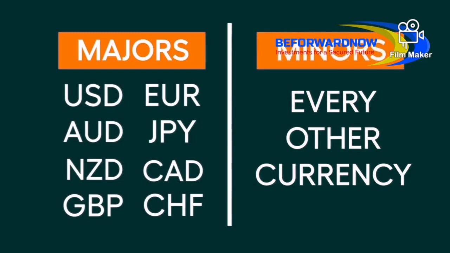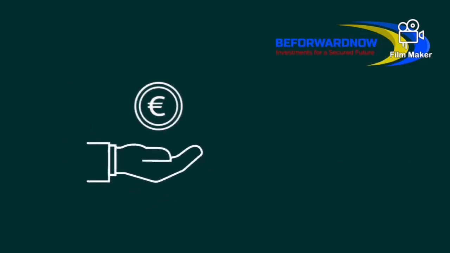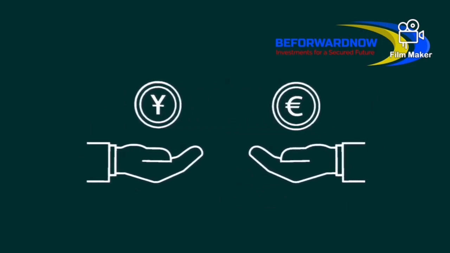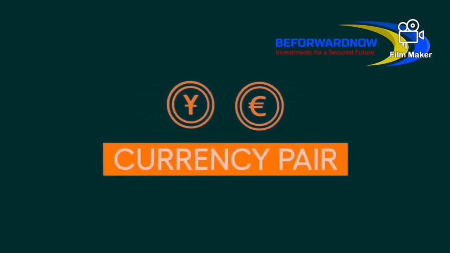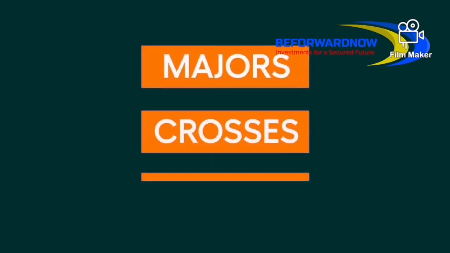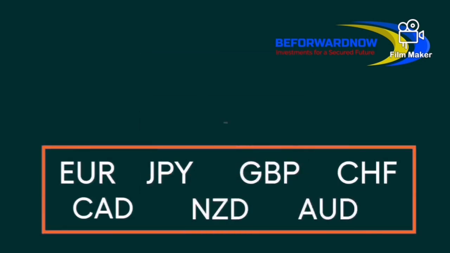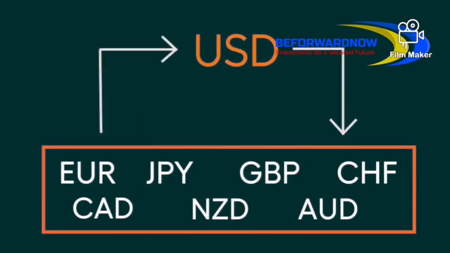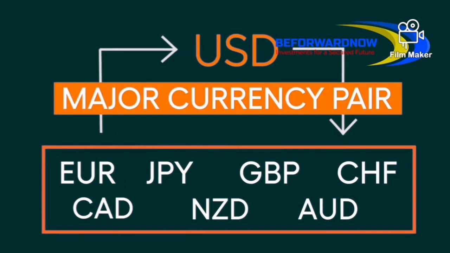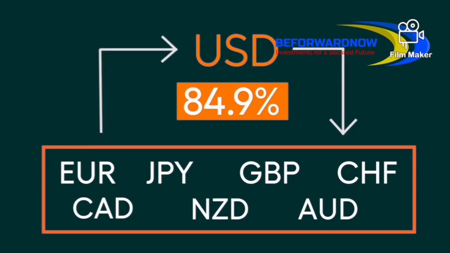As you now know, Forex trading involves selling one currency for another at the same time. The two currencies being sold and bought make a currency pair. There are three types of currency pairs that you need to understand: majors, crosses, and exotics. Whenever one of the 8 major currencies is bought or sold against the US dollar, we call this a major currency pair. These are so heavily traded that they make up a massive 84.9% of all Forex transactions.